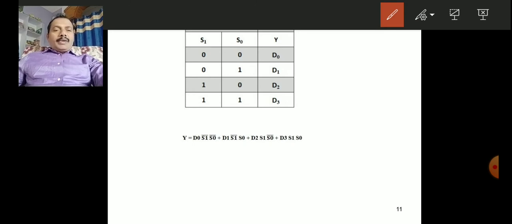And next, how many AND gates are required? 1, 2, 3, 4. 4 AND gates are required. And how many OR gates? A single OR gate with 4 inputs is enough. So this is the implementation part. So let us now draw the actual diagram.